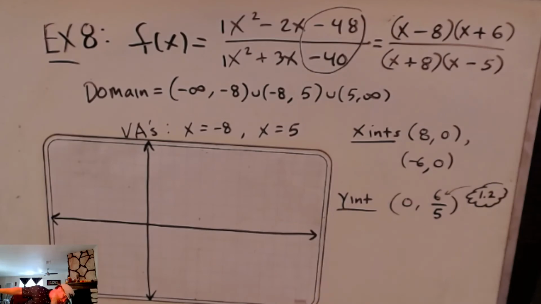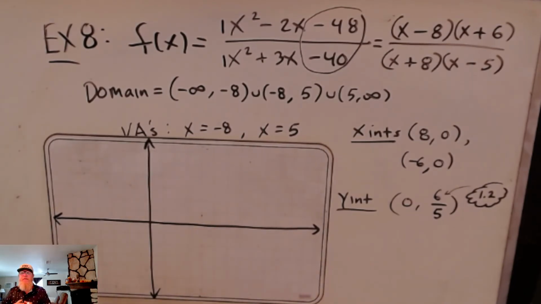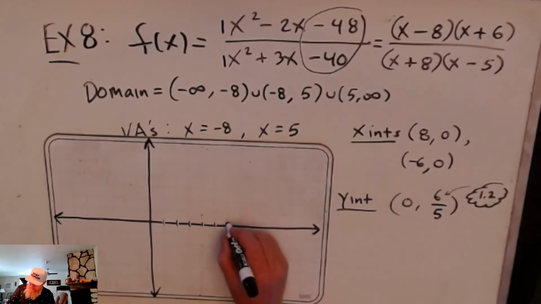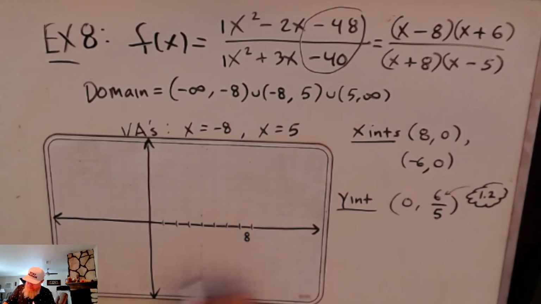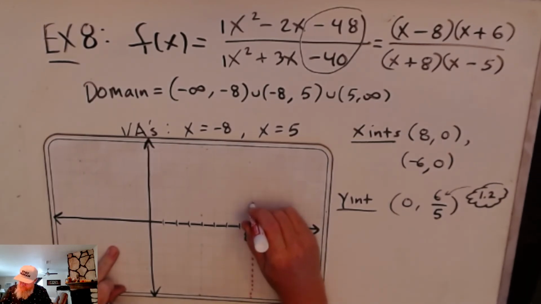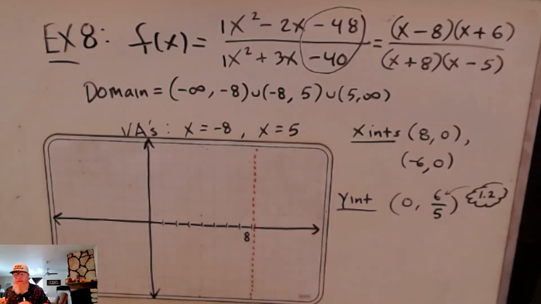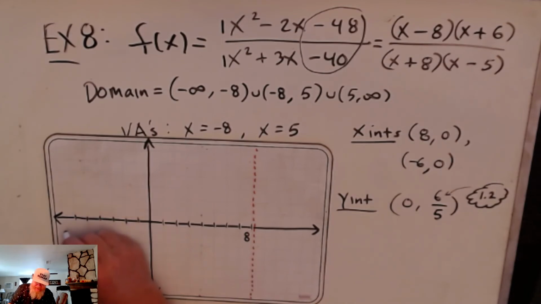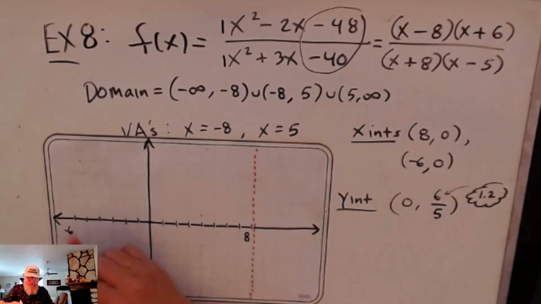I lost my pen. There it is. Ah, found it. All right. I kind of offset my thing here because I have to get all the way to 8. So 1, 2, 3, 4, 5, 6, 7, 8. There's my vertical. All right. Negative 6. 1, 2, 3, 4, 5, negative 6. There's not going to be much graph on this side.